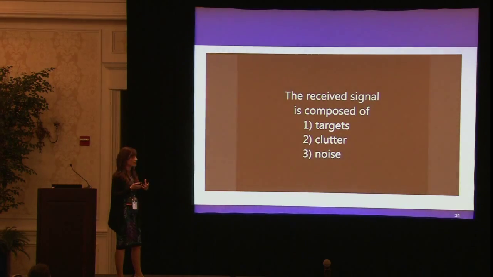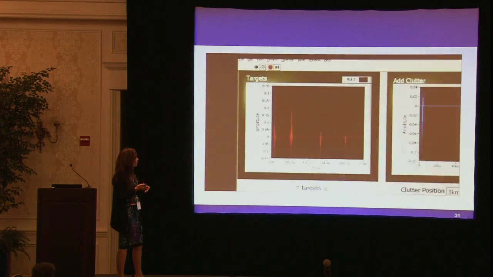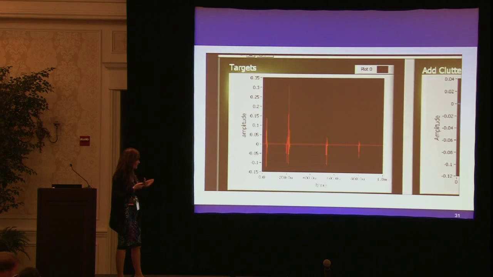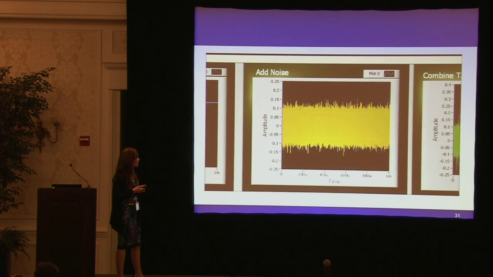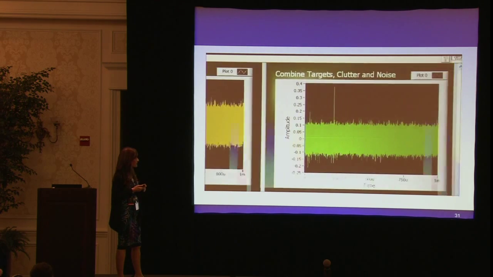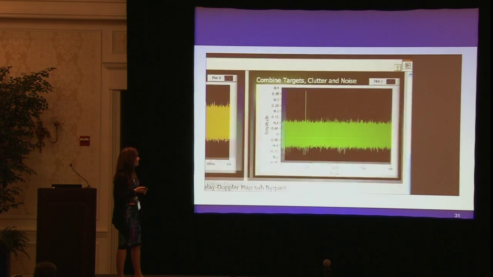What you're going to see now is the input radar signal that has targets, clutter, and noise. So this is the input radar signal. It looks like the stream of pulses. This is the clutter that's added to it. This is the noise. And now when you see the combined version, you'll see that the signal is totally buried in the clutter and noise.